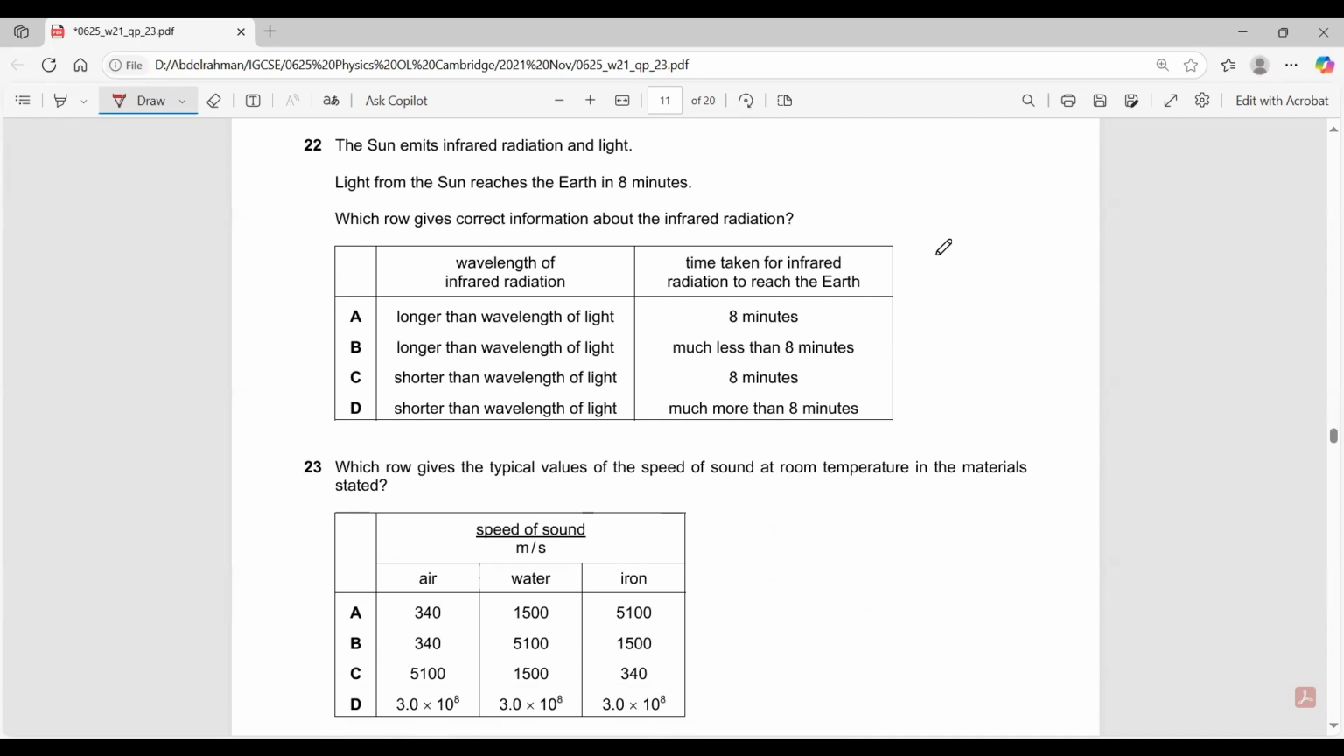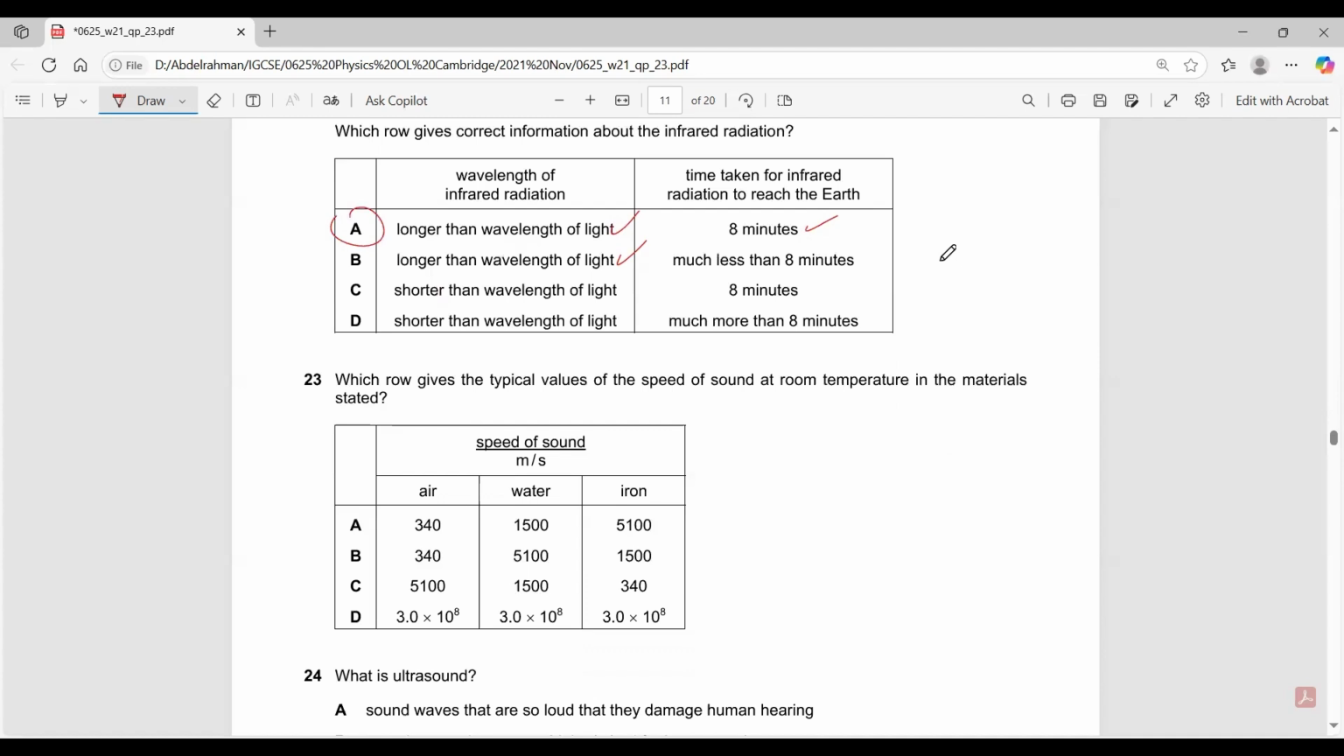So the infrared has a longer wavelength than light. What about the time taken? It would be the same time. Why? Because they have the same speed, 3 times 10 to the power of 8.